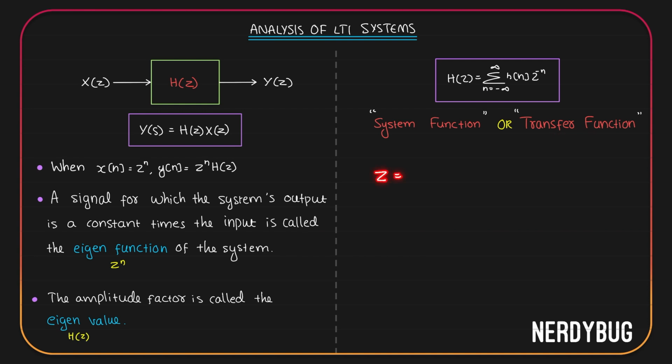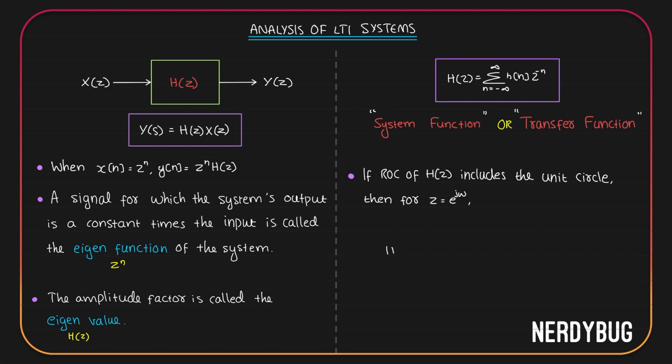We know z is taken as r e raised to j omega. So when we take r equal to 1, it represents the unit circle, that is z is equal to e raised to j omega. So if the ROC of our h of z actually includes the unit circle, then we can take r equal to 1 where z becomes e raised to j omega.